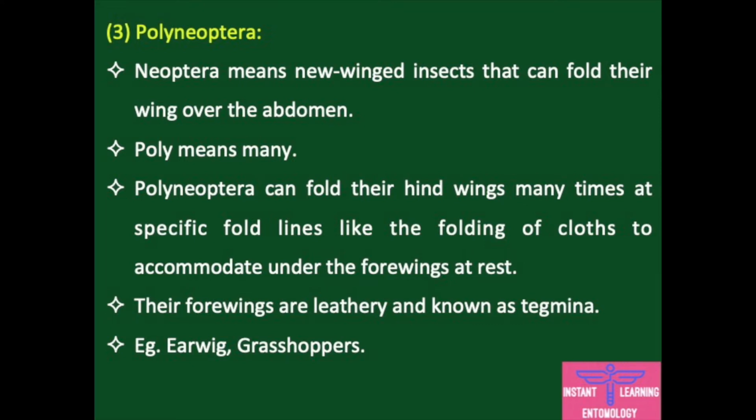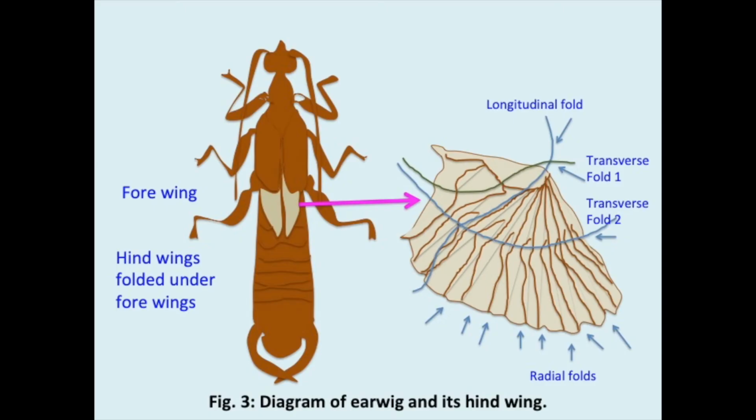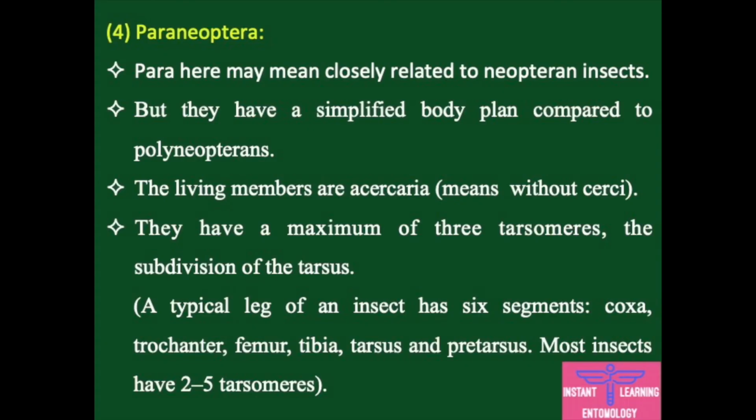Poly means many. Polyneoptera can fold their hind wings many times at specific fold lines, like the folding of cloth, to accommodate them under the forewings at rest. Their forewings are leathery and known as tegmina. Examples: earwigs, grasshoppers. Paraneoptera. Para here may mean closely related to Neopteran insects.